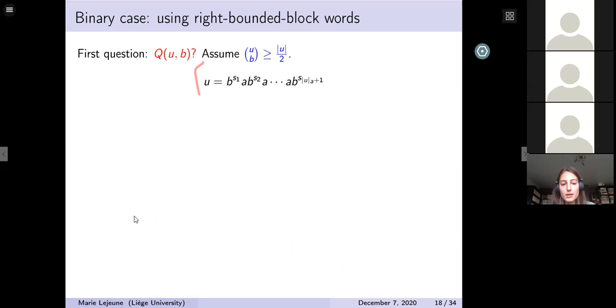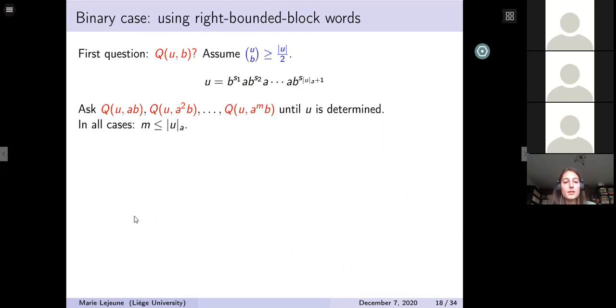So we write the word in the same form. So we are putting B's between all the A's. And we are asking questions AB, AAB, AAAB, and so on until U is determined. And you know that we will stop quite quickly because we will stop with M, which is the number of A's. Because if I have more A's in the question than in my word, the answer will be 0. And I have fewer A's than half of the length of my word. So I have quite few questions.